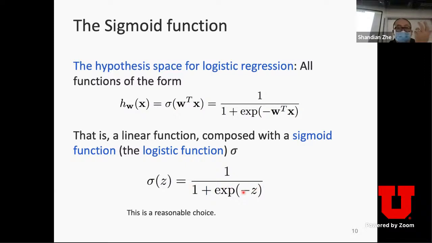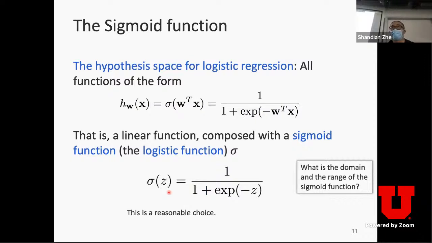It goes to minus infinity, so minus z will be infinity, right? So take exp to the power of infinity, it gives infinity in the denominator. So 1 over some infinity is 0. So you can see that it can guarantee your output of sigmoid is between 0 and 1. That's what we require, because we require our hypothesis to predict a valid probability.